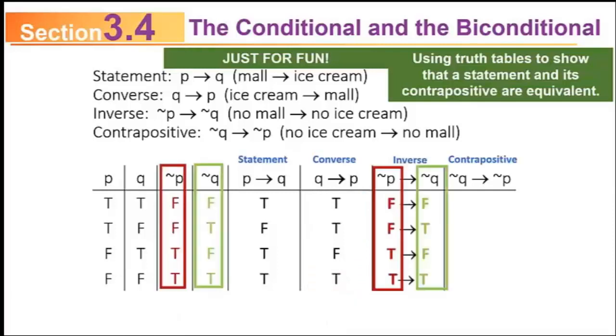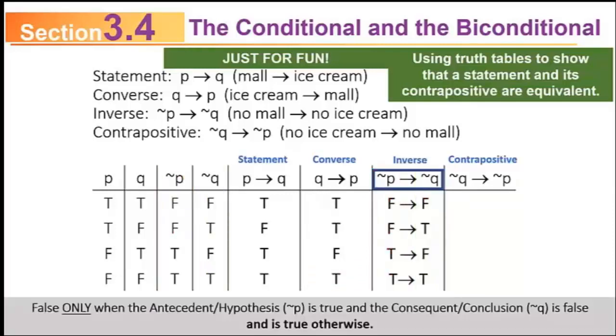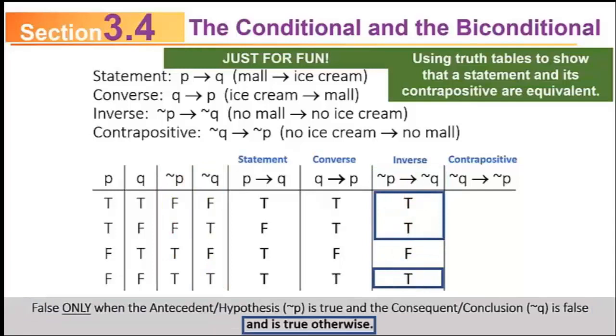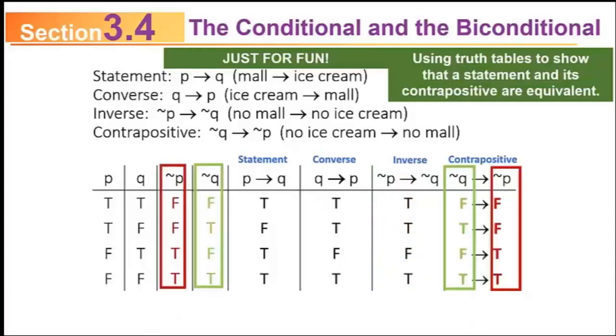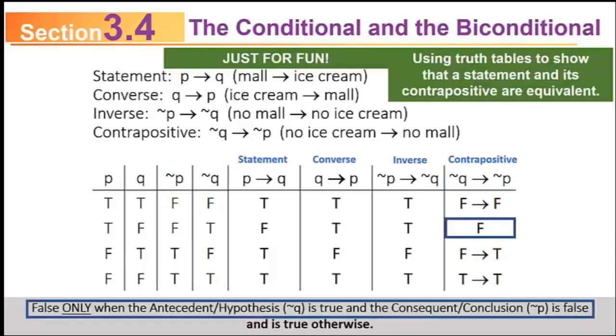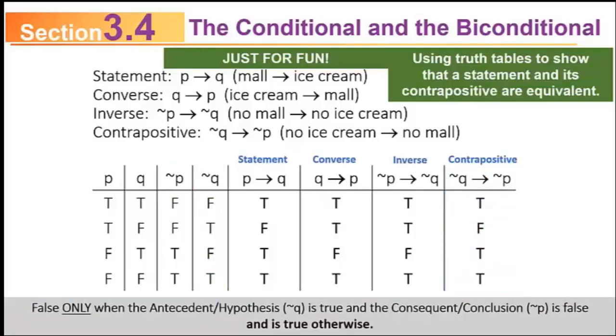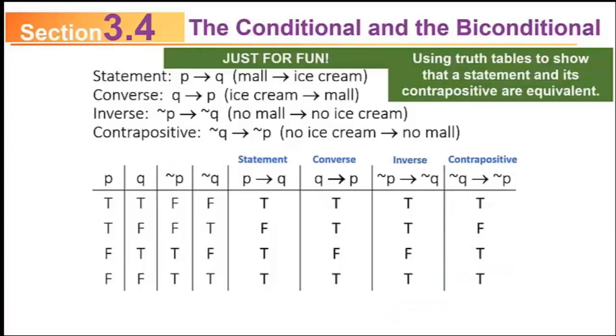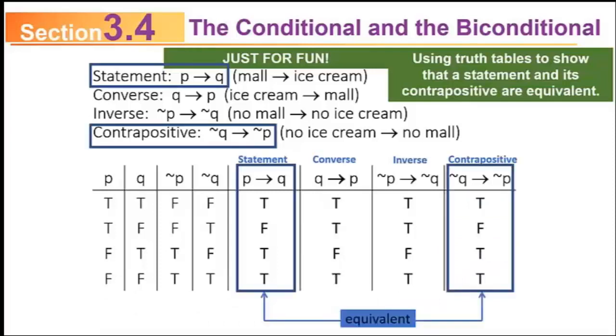Move to the inverse, do the same sort of thing. I'm not going to take this step by step. You'll get the truth values being true, true, false, true. And finally, if you do the same thing to the contrapositive, you'll find out that the truth values are true, false, true, true. And what you notice is exactly what we said earlier.